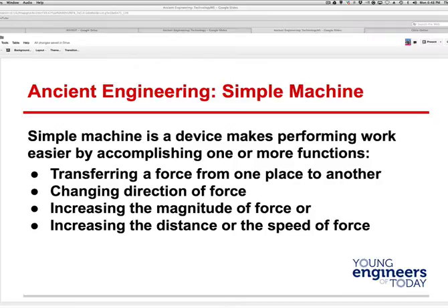Changing direction of force. Think of your car. The engine has a transmission that goes straight back, but your wheels are 90 degrees off that. Your wheels are right or left of you. And so you've got to be able to change the direction of force. The next one is increasing the magnitude of force, and that's another fancy way of saying how much force there is. Increasing that, or increasing the distance or speed of force. Okay? These are going to make a little more sense in a minute. Magnitude is a measurement of how much.